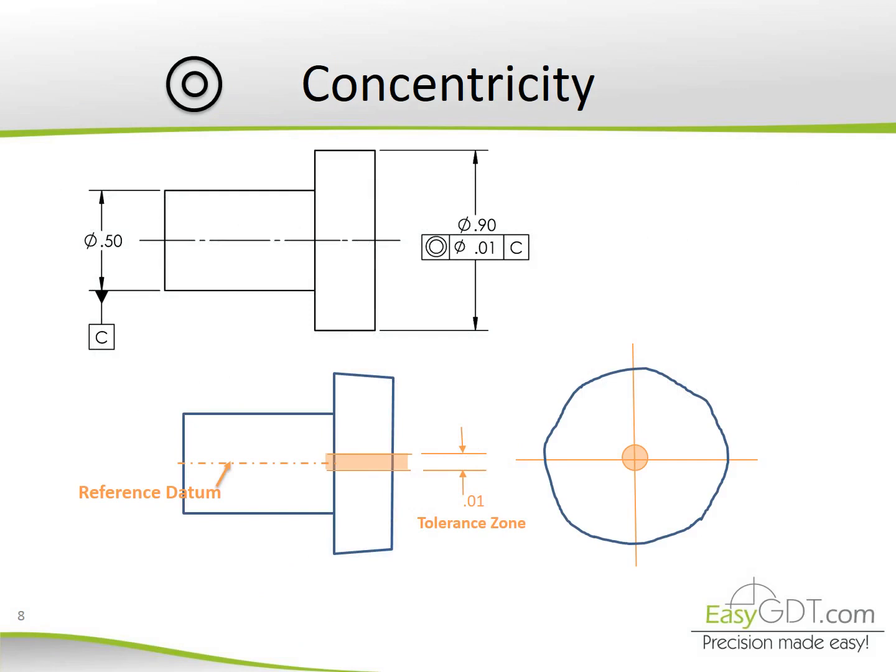As in symmetry, here two opposite points are inspected, in this case diametrically opposed. That is, in these two diametrically opposite points, the midpoint is here. Then this, and so on all around and along the feature. All derived midpoints must fall within the tolerance zone. In this case, it is a cylinder.